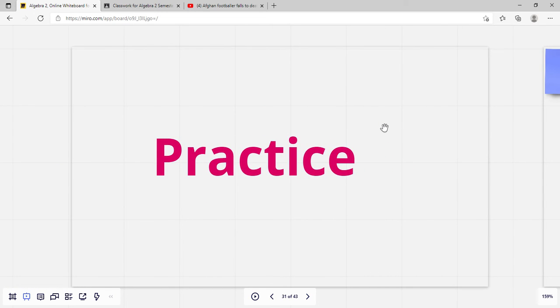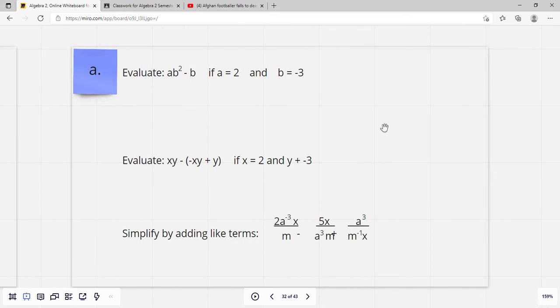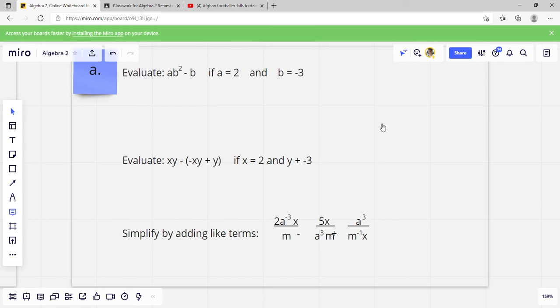All right, go ahead and pause the video and work the practice problems, and then I'll work them for you. All right, so we got a couple that are evaluate and then one that's simplify. For our evaluate, we've got a equals 2, b equals negative 3. So if a is 2, we're going to replace this a with a 2. And we're going to be multiplying right here. Okay, so 2 times b squared.